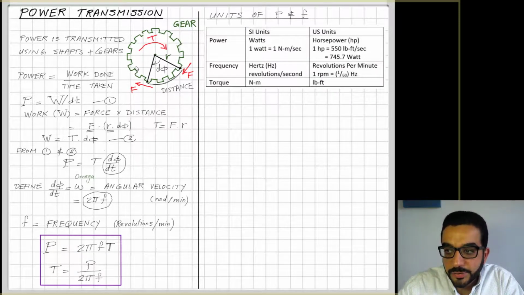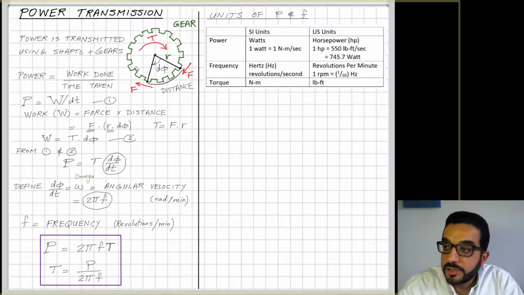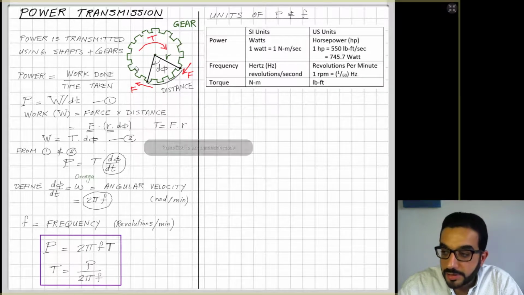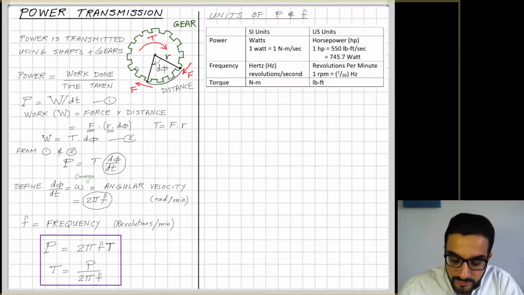Frequency is measured in hertz in the international unit system, and hertz is revolutions per second. In the US, it's measured in revolutions per minute. The difference here is 60, which is 60 seconds per minute. Torque is in Newton meter, and in the case of the US, it's pound-feet.